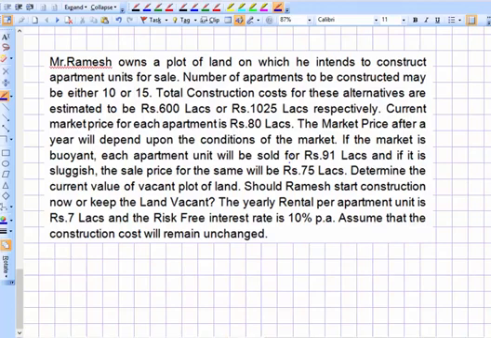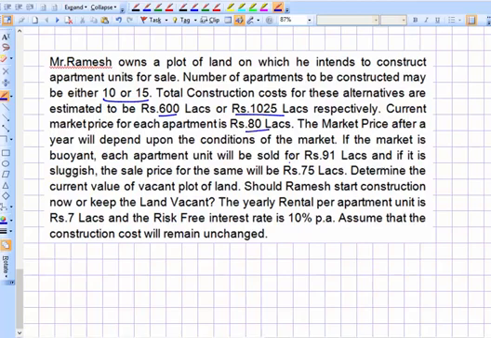Mr. Ramesh owns a plot of land on which he intends to construct apartment units for sale. The number of apartments to be constructed may be either 10 or 15. Total construction cost for these alternatives are estimated to be 600 lakhs or 1025 lakhs respectively. Current market price for each apartment is 80 lakhs.